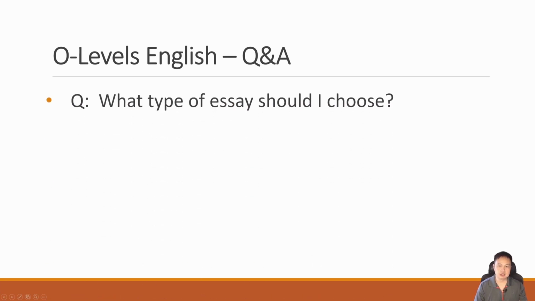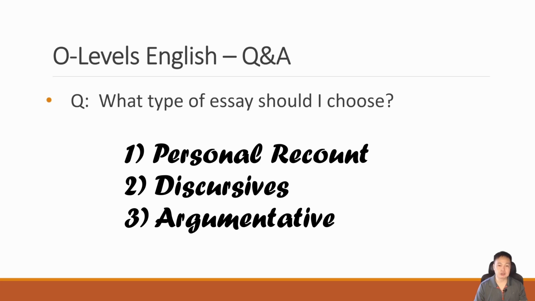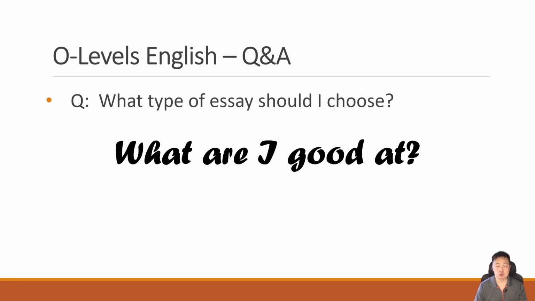What type of essay should I choose? Generally speaking, you have 3 types, right? Your personal recounts, your discursive, as well as your argumentative essay. By now, you should know what they look like and how to identify the question types. The type of essay that you should choose depends on your strength, right? So if you tend to do better in personal recounts, then you choose personal recounts.